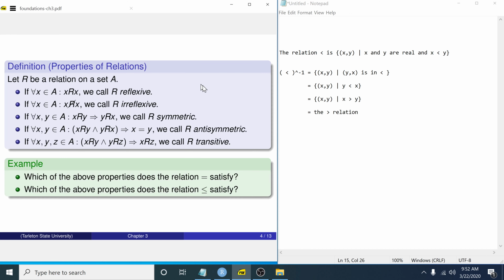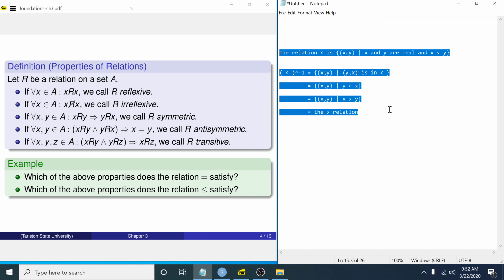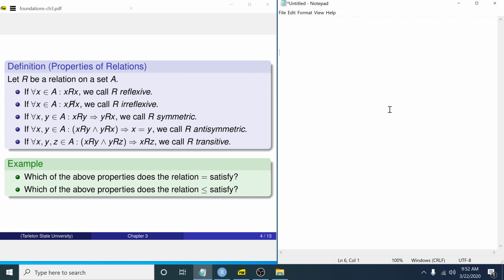Okay, so now we want to talk about properties that relations can have, and we have 5 properties here, and we're just going to go through and look at these properties, and we'll do a couple of examples. We'll talk about which of these properties are satisfied by the equality relation and which of these are satisfied by the less than or equal to relation.